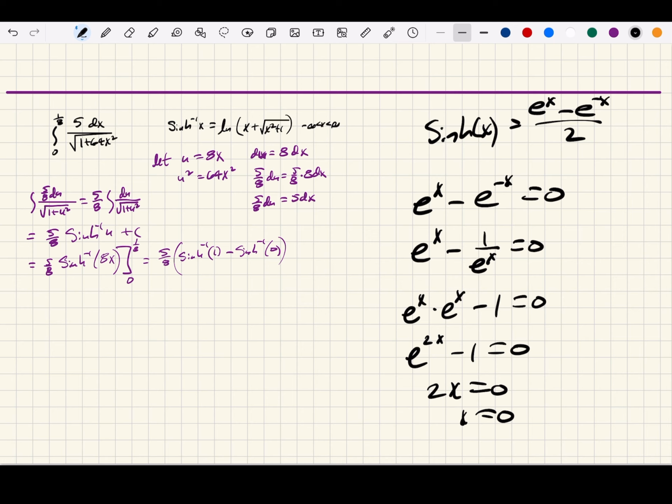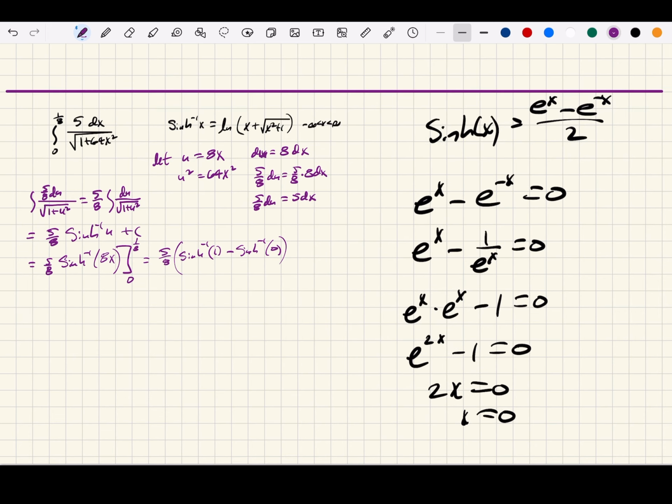I just found out what value of x would give me 0 for the hyperbolic sine value, and that is 0. So what does that mean the inverse hyperbolic sine would be? Yeah, it has to be 0. So what have we figured so far? We have 5/8 inverse hyperbolic sine of 1. That last thing is 0 there.